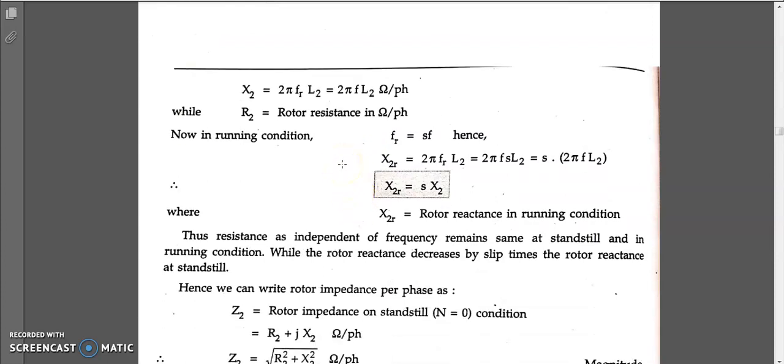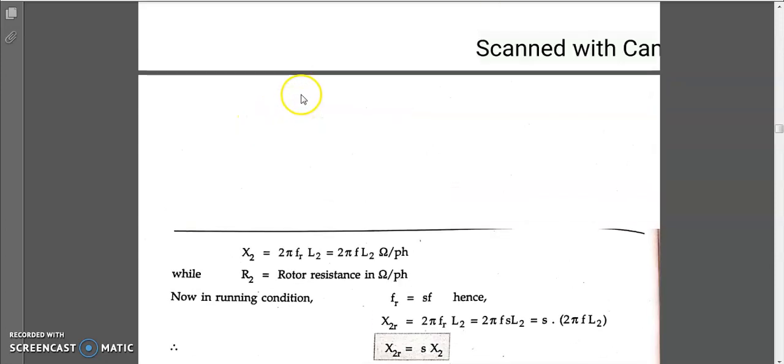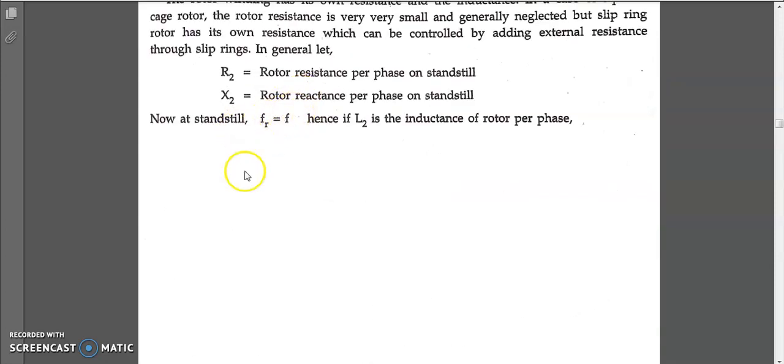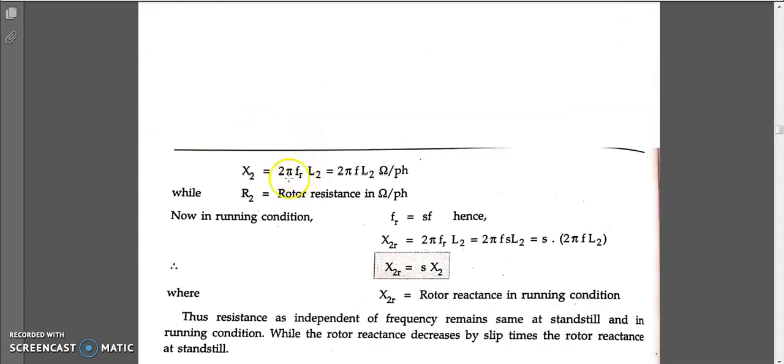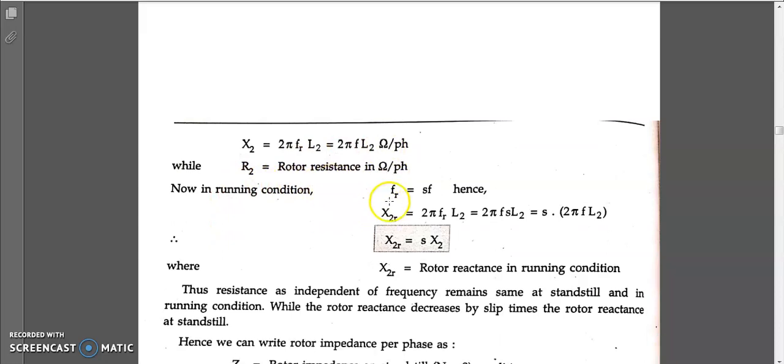Now let us see the calculation. We know that X2 is 2 pi FL; the basic reactance formula is 2 pi FL. Since we are doing this with respect to the rotor, X2 will be equal to 2 pi Fr times L2. Why Fr? Because it is the rotor frequency. And we are assuming Fr is equal to F during standstill, so you can write F also here, no problem. And R2 is the rotor resistance in ohms per phase.